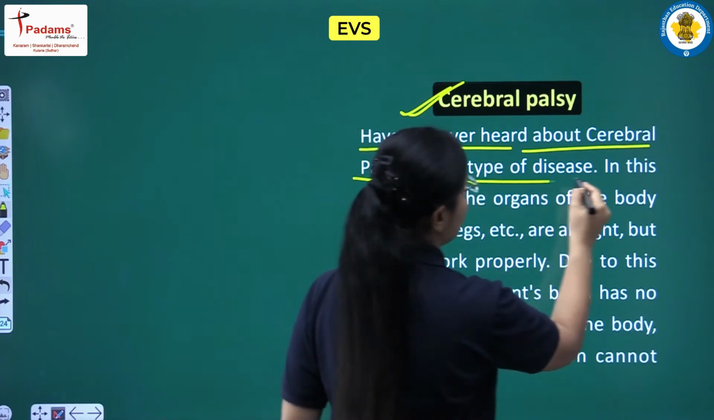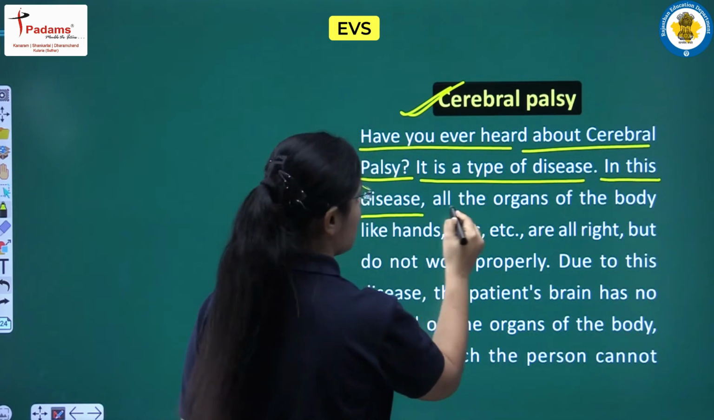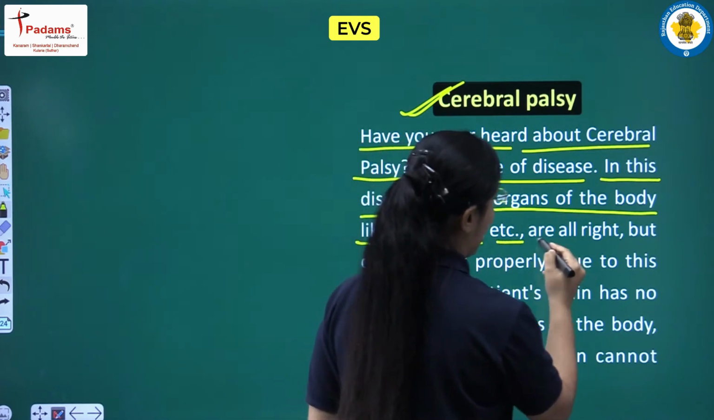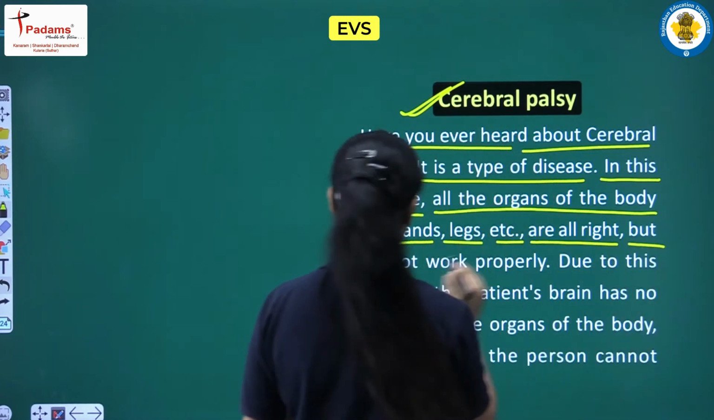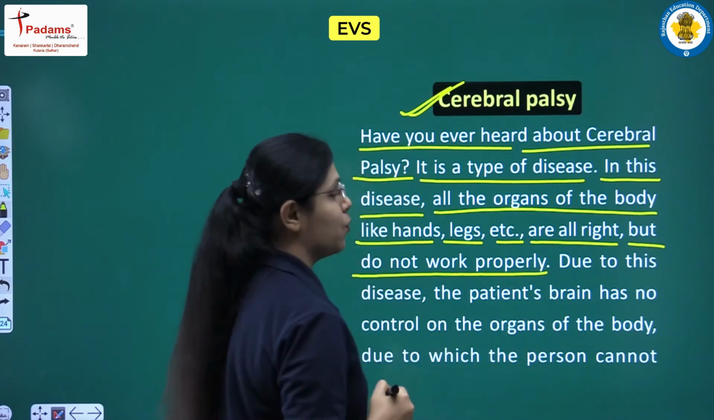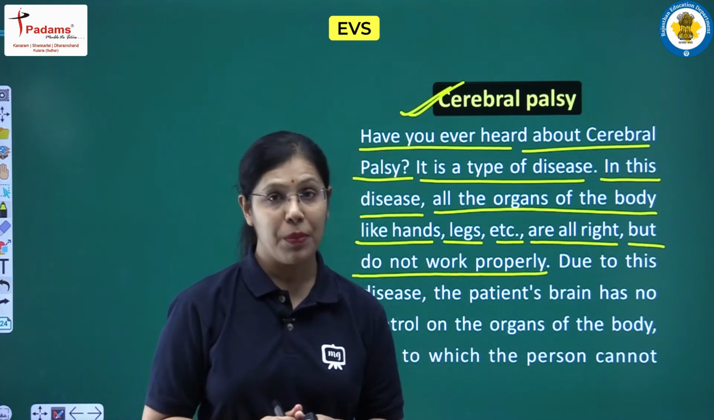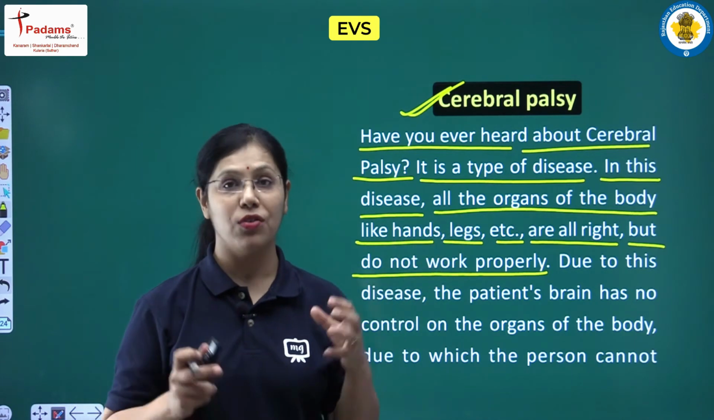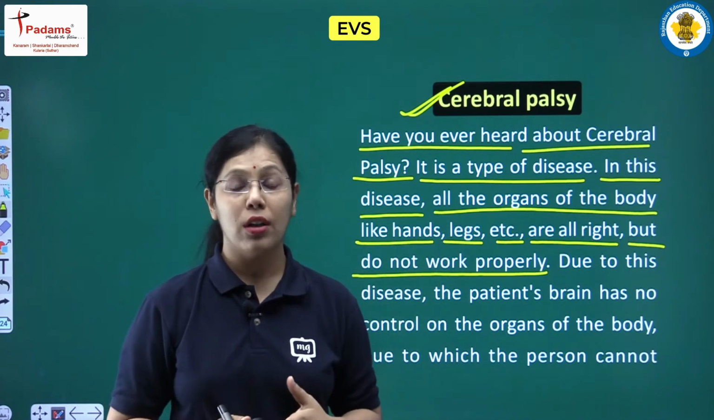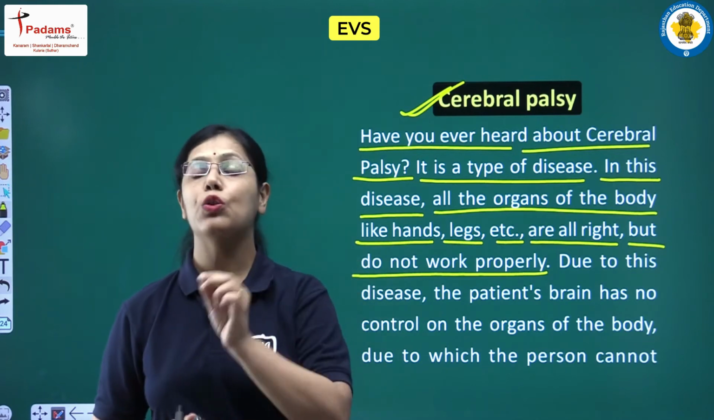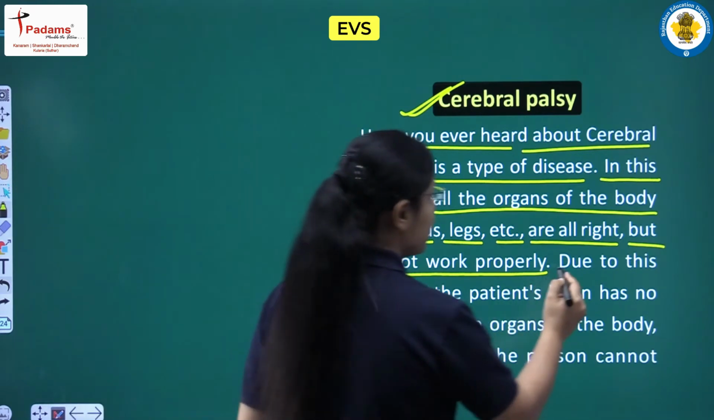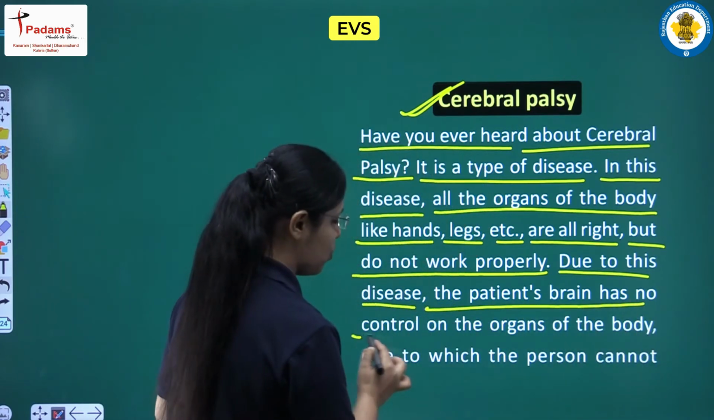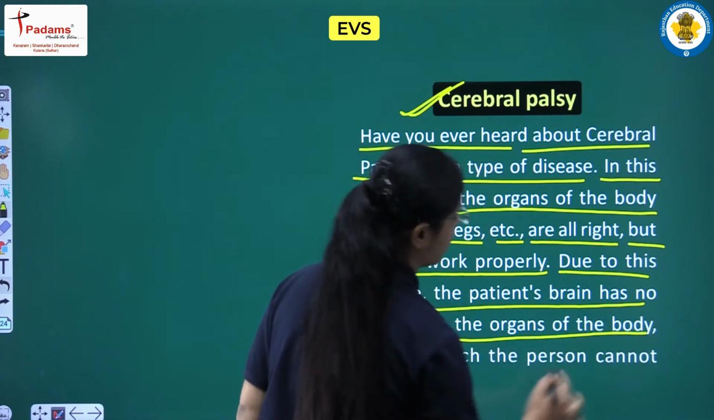It is a type of disease. In this disease, all the organs of the body like hands, legs, etc. are all right but do not work properly. So when a medical checkup is done, hands, legs and all the other organs of the body are found all right but they are not able to work properly. Due to this disease, the patient's brain has no control on the organs of the body.